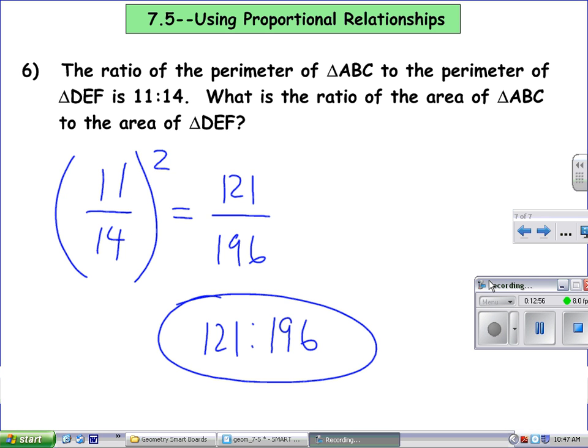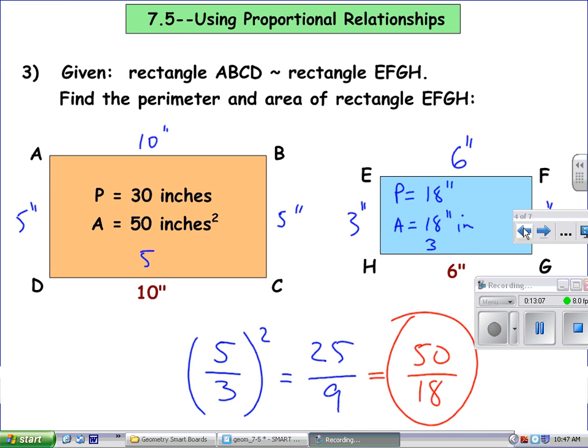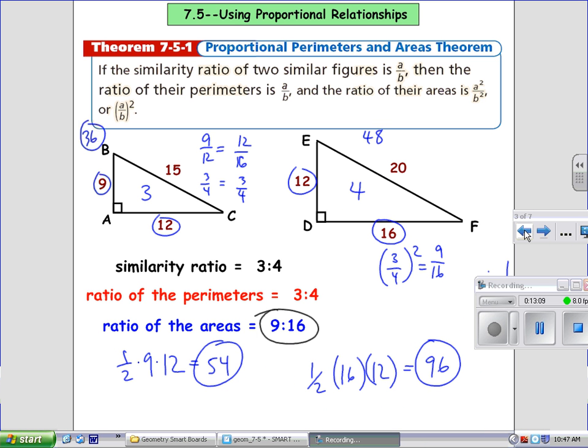All right, well, thank you very much. So what we can do today is basically use proportions to solve questions, and our big new idea was that the similarity ratio and the ratio of the perimeters are the same, but I need to square that quantity to get the ratio of the areas. Basically, squaring that, you get the area is 4 times as large as the perimeter as far as the number. Okay? All right.